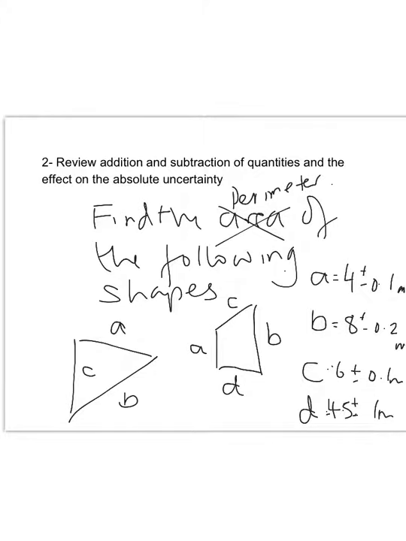The uncertainties are here. A is a distance of 4 plus or minus 0.1 meters. B is 8 plus or minus 0.2 meters. C is 6 plus or minus 0.1 meters. And D is 4.5 plus or minus 1 meter. So give it a go. Stop the video now and try working out the perimeter of all those.